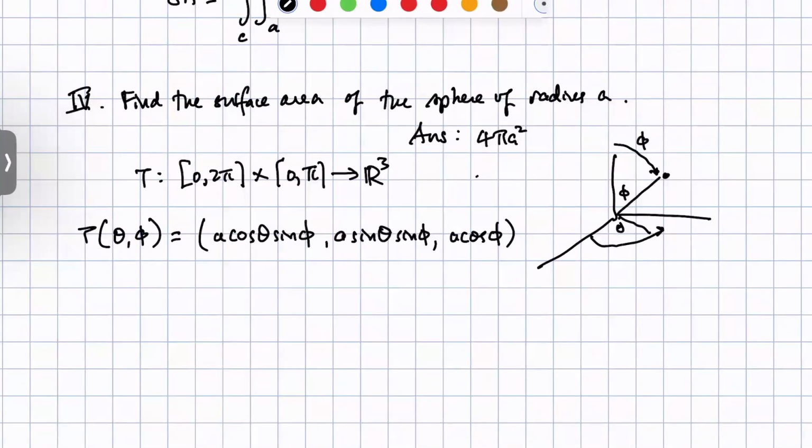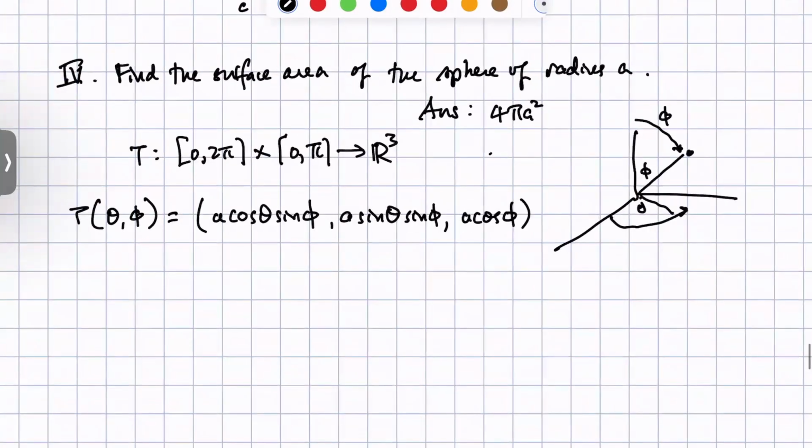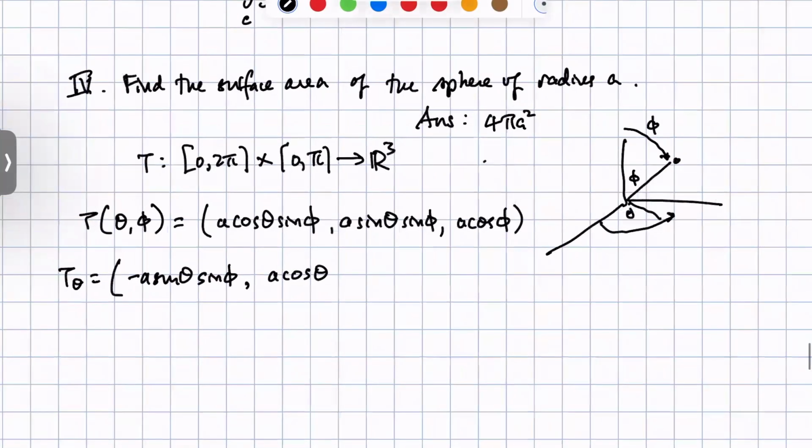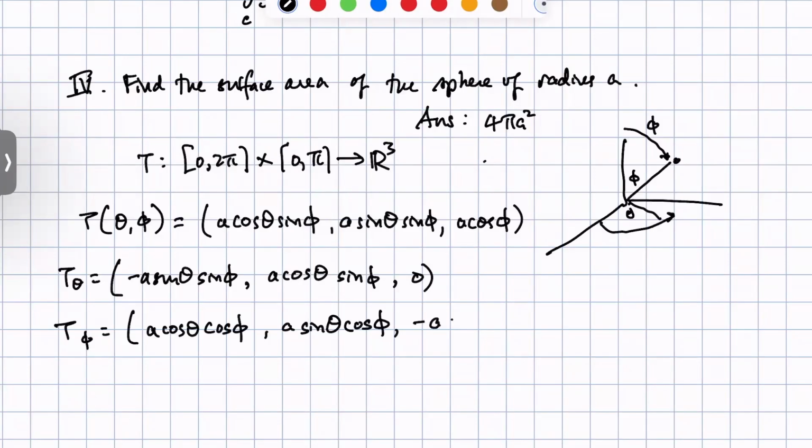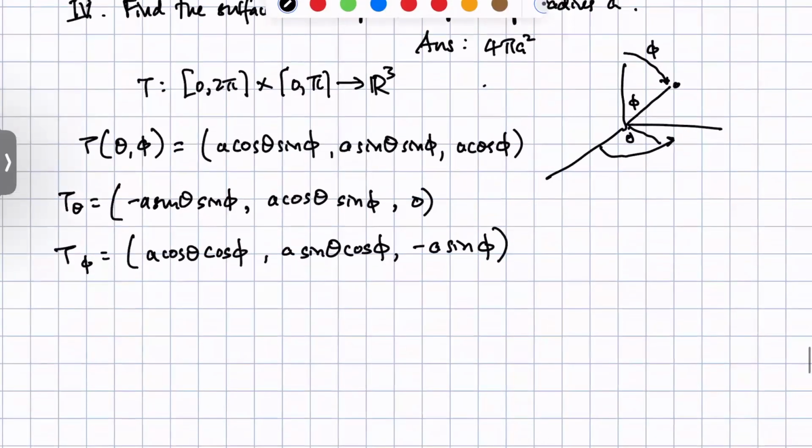Now, to take T_u cross T_v, I mean, we can do it, but it's really, really painful. T theta is minus a sine theta sine phi, a cosine theta sine phi, and then the last term is 0, right? There's no thetas in the last coordinate. And then T phi is equal to a cosine theta cosine phi, a sine theta cosine phi, and then here is minus a sine phi. Now, nobody wants to take the cross product of that, right?